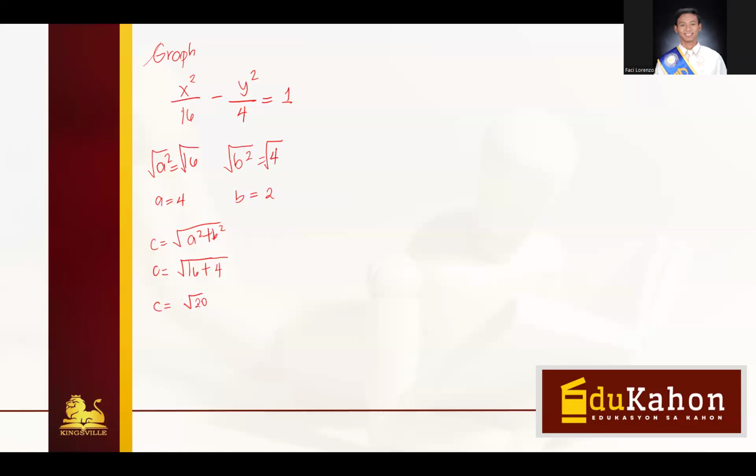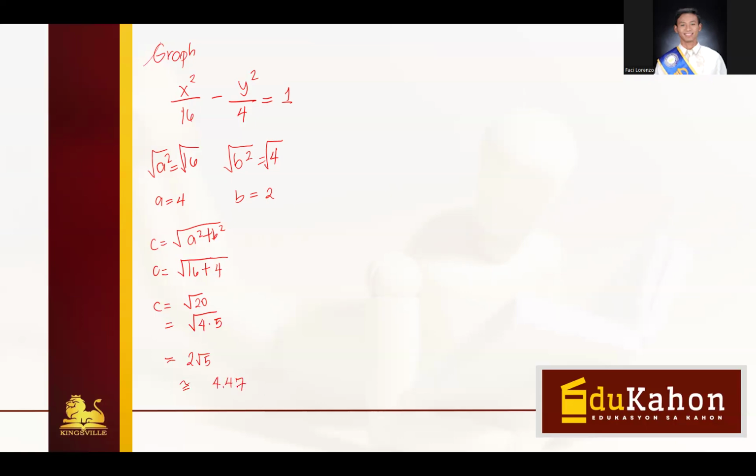We know that 20 is not a perfect square. So we need to find a perfect square number from its factors. So we know that the square root of 20 can be expressed as the square root of 4 times 5. And 4 is a perfect square number. Since we can extract the square root of 4, we have now 2 square root of 5, or approximately, this is equal to 4.47.